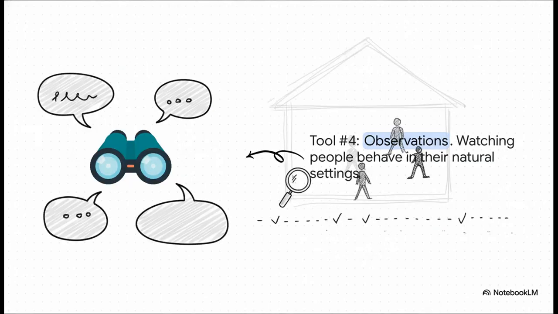And finally, we have observation. This is the classic stakeout. Sometimes the absolute best way to understand what's happening is just to watch. This tool lets sociologists see how people actually behave in the wild, which, let's be honest, is often totally different from what they say they do.